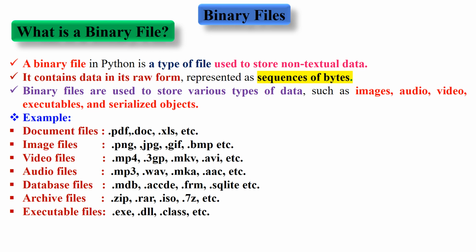Now, look at the first point. A binary file in Python is a type of file used to store non-textual data. This means that a binary file is not designed to hold human-readable text like sentences or paragraphs. Instead, it's intended to store data that doesn't have a natural textual representation, such as images, audio, video, or program code. It contains data in its raw form, represented as sequences of bytes.